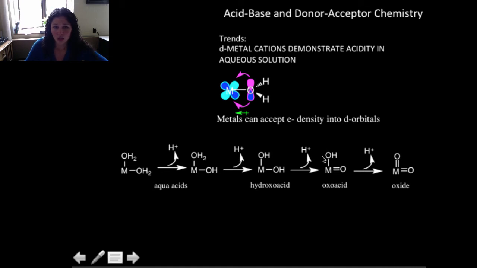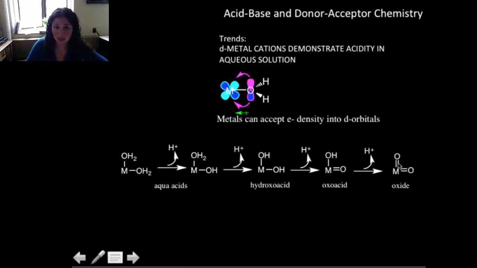The next dissociation is also going to come from hydroxide, but this is defined as an oxo acid because of the double bonded oxygen. So the difference between a hydroxy and an oxo acid is just the presence of this double bonded oxygen. Once you've got all of the oxides, now you're talking about an oxide. It's not a hydroxy acid or an oxo acid anymore. It's not even an acid, it's just an oxide.